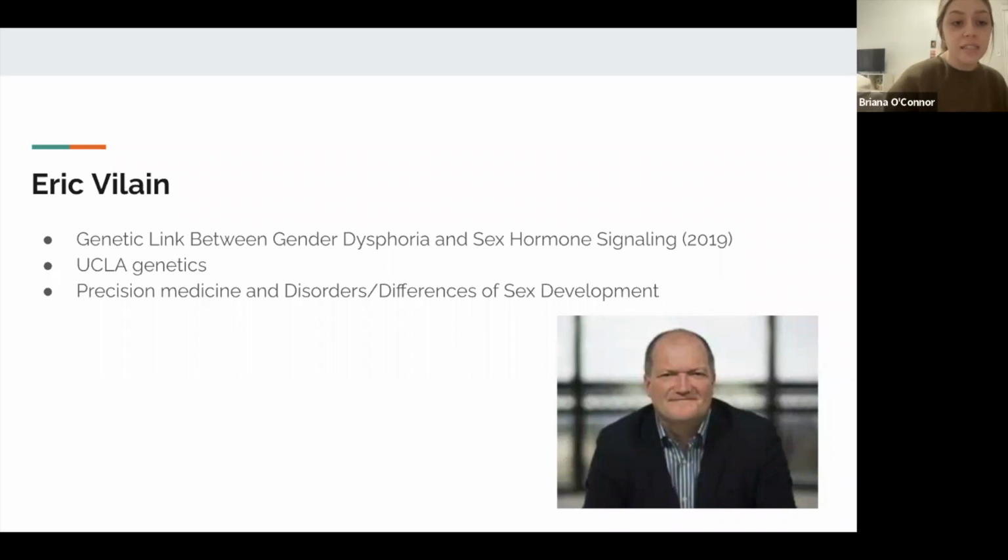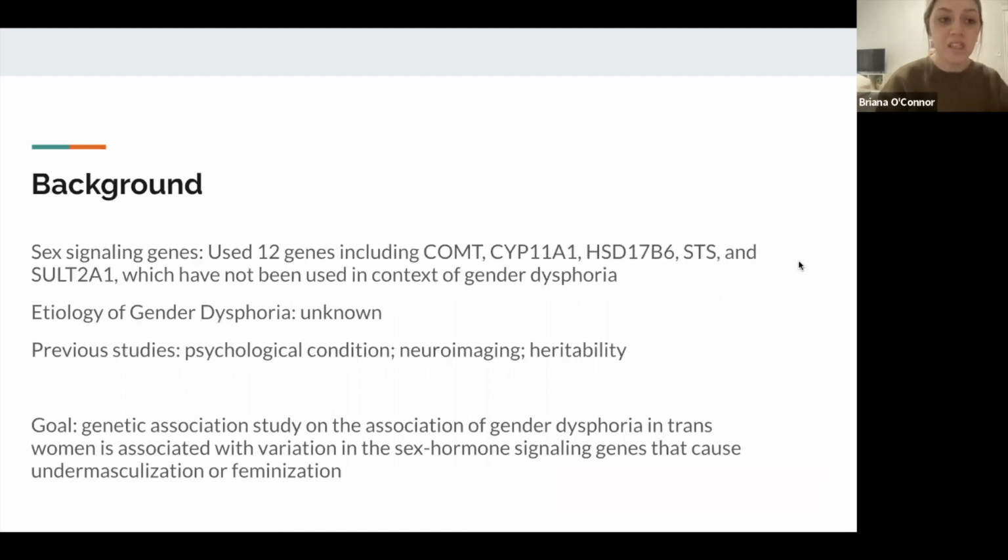and is now the chair of the Department of Genomics and Precision Medicine at George Washington University School of Medicine. So a lot of his research focused on precision medicine and sex development differences and disorders, specifically focusing on sex development and in the brain and genetics. So just again, some important information to know about the experiment itself. Verlaine looked at 12 sex signaling genes, including quite a few which have not been used in the context of gender dysphoria before. The etiology of gender dysphoria is unknown.